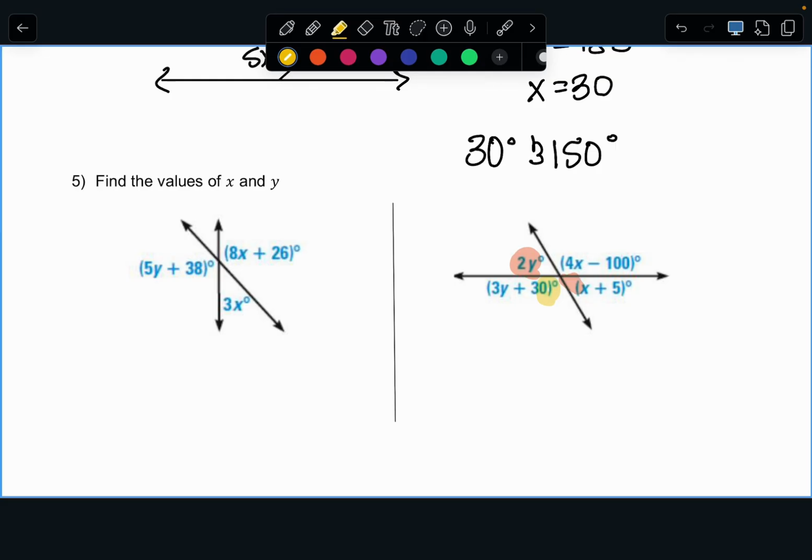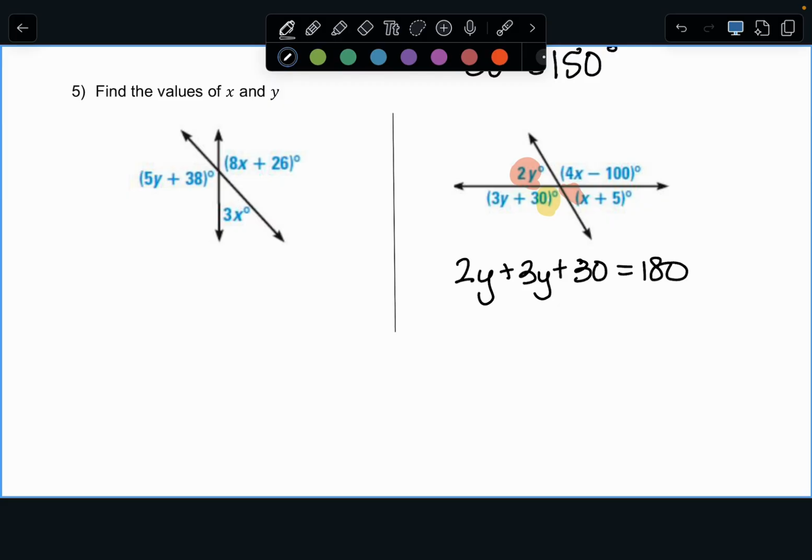They're a linear pair, and they are supplementary. So I'm going to add them and set them equal to 180. You will do this on your homework. Maybe it's a linear pair that has the same variables, or maybe it's a vertical angle. But don't mix your variables ever.